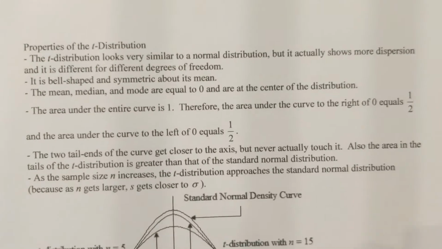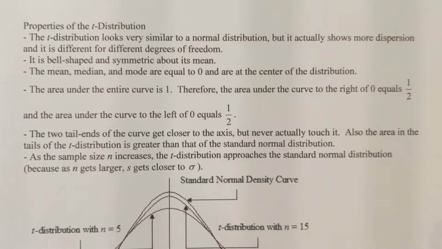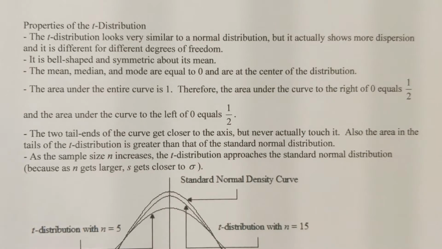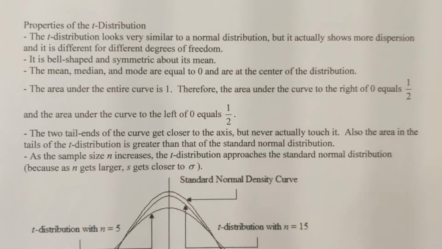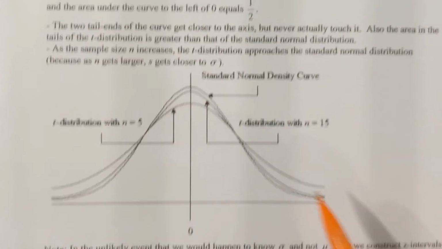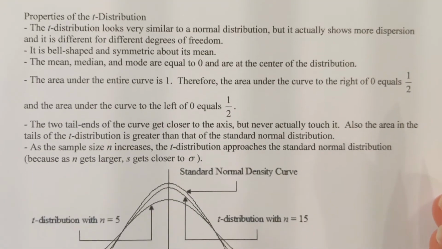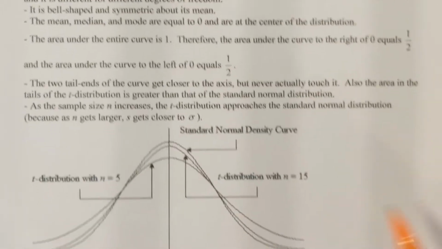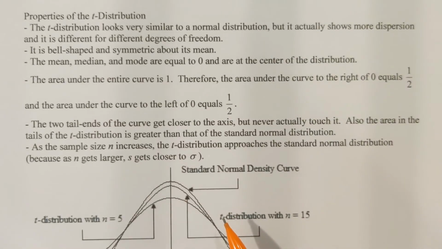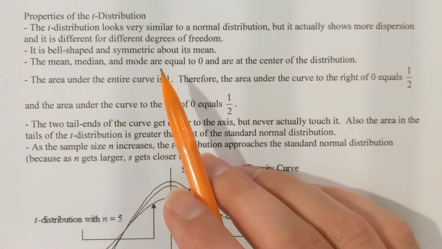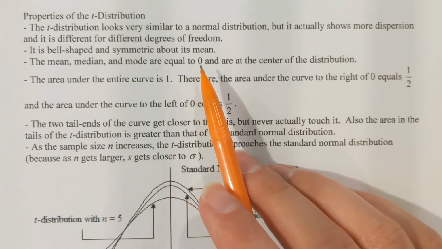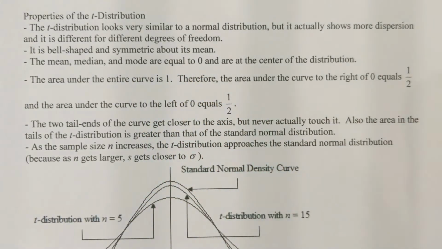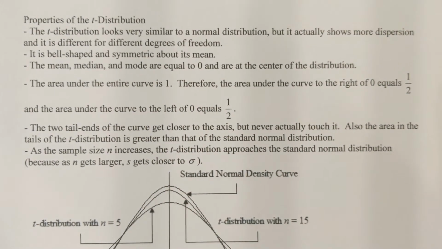Let's go to the next page and we'll look at some properties of the t-distribution. The t-distribution looks very similar to the normal distribution, in that we're working with a bell curve here, but it actually shows more dispersion and is different for different degrees of freedom. It is bell-shaped and symmetric about the mean, just like the normal distribution is, and the mean, median, and mode are all 0, okay, in a perfectly shaped distribution. Of course, we've already learned that in the case of a normal distribution, most of the time it's not going to be perfect, okay.